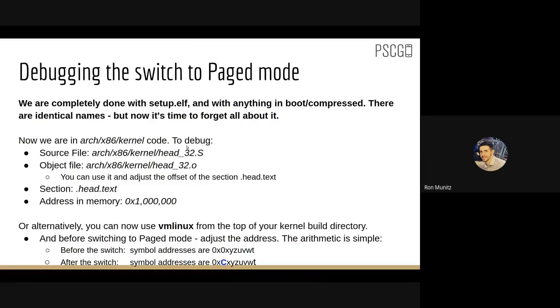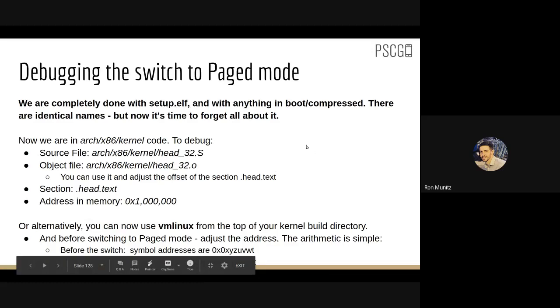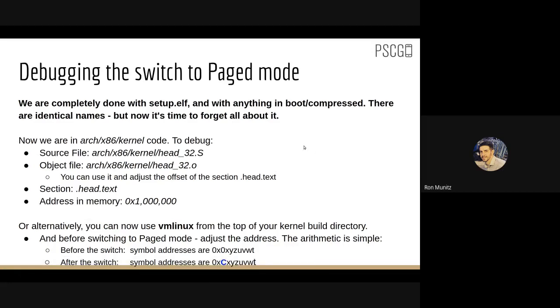So some of the things that you'd want for debugging, because we'll finish soon, is that this is the source file you care about, kernel head32.S. The object file is head32. The section where we start is .head.text. This is why I put it in a debugging script. And you can actually use the vmlinux file.